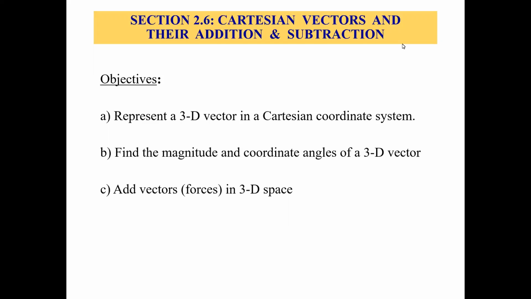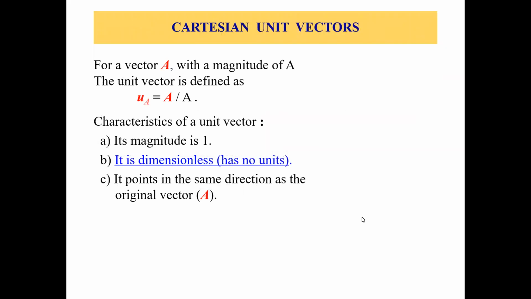So if you remember, what we did earlier was all in 2D space, x and y. But now we are going to learn about Cartesian vectors and their addition and subtraction in 3D space, right? So 3D space is x, y, and z space. All right, so let's move forward.